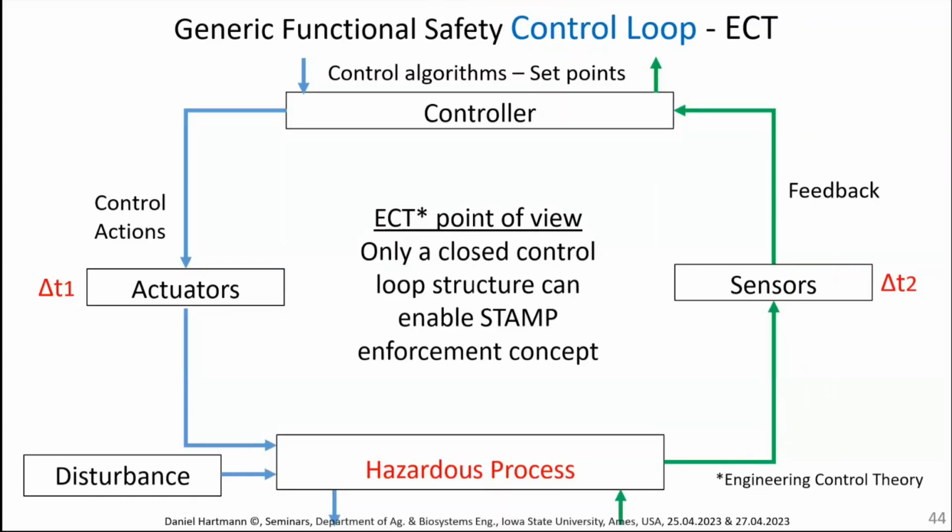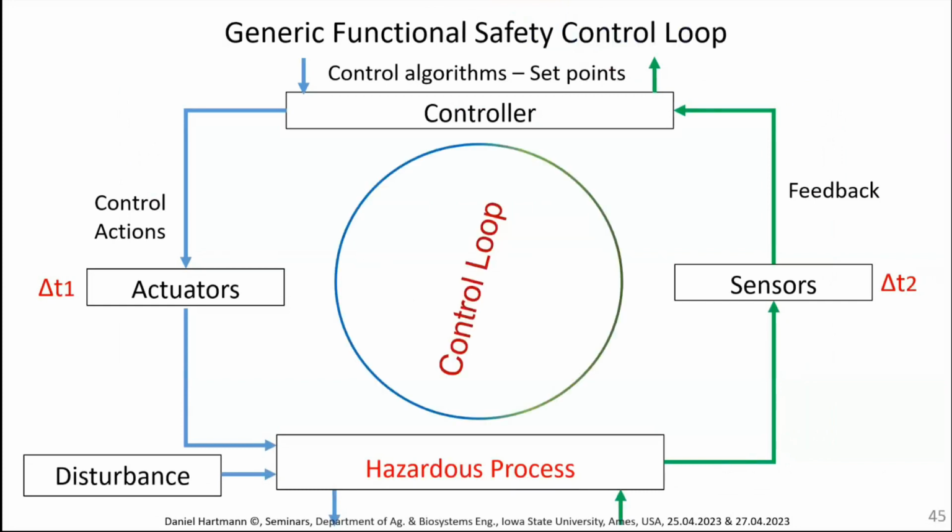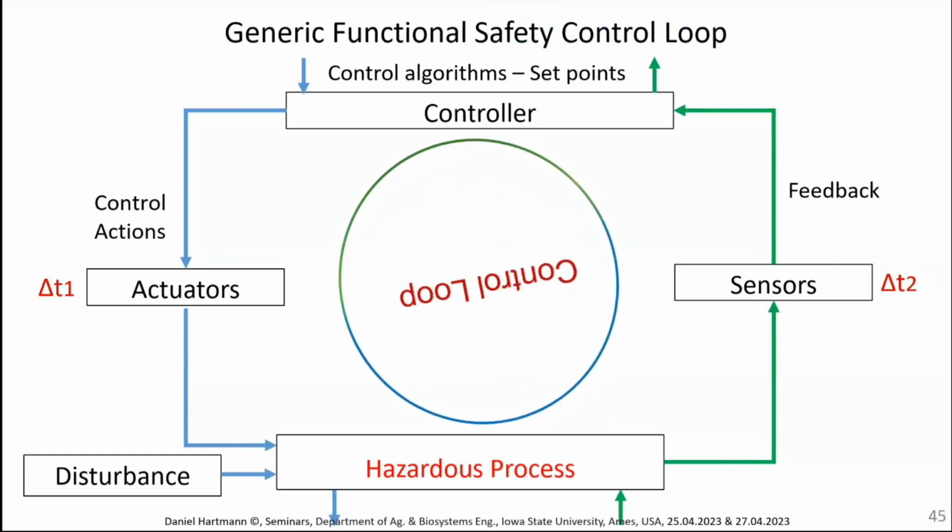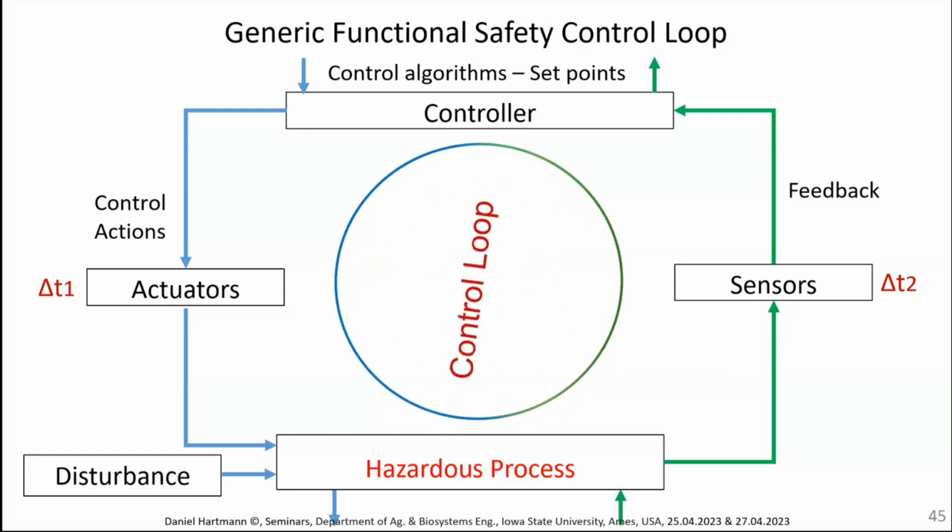Now let's talk about the control thing. And the control thing is as in engineering control theory, yes? We have a control loop, we have a controller, we have a hazardous process. Sometimes we work through an actuator. We send some control actions, we get feedback via a sensor, and this is our control loop. Yes? And of course, it should go on forever if we want to keep the hazardous process in a safe state.